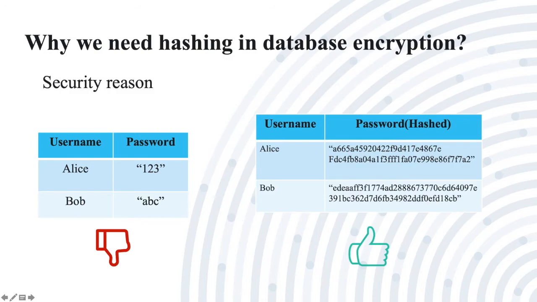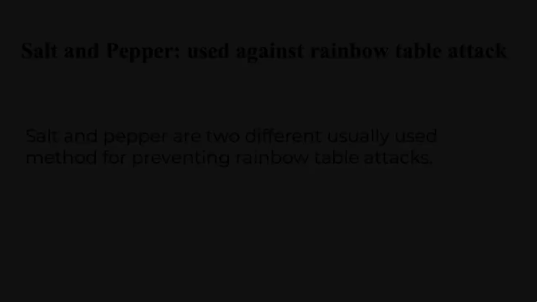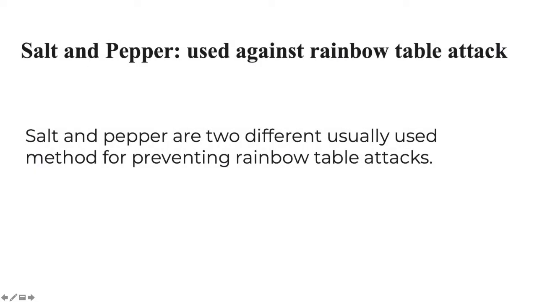However, just storing the hash value of the password is still not safe enough, since the hacker or attacker can use a rainbow table attack. So imagine an attacker has a rainbow table like this. It's all the hash versions of the frequently used passwords. So he can just compare the hash values and find the original password. To prevent this attack, salt and pepper are used.